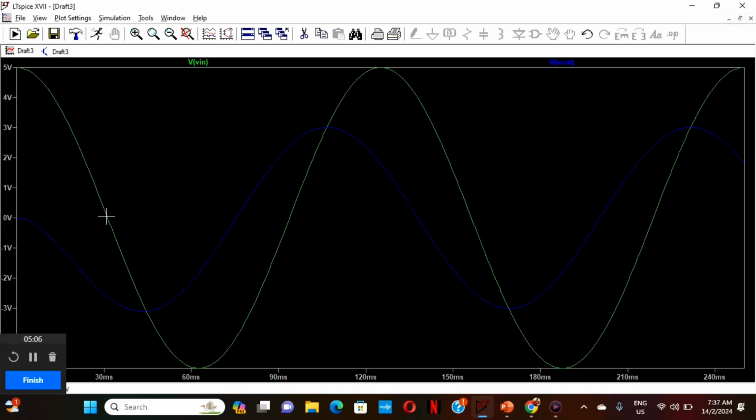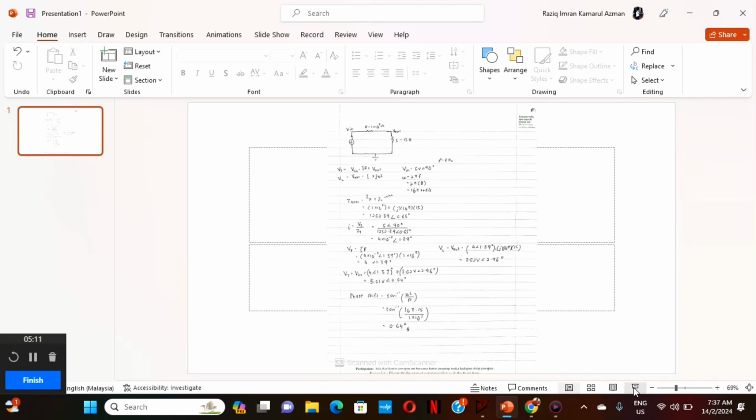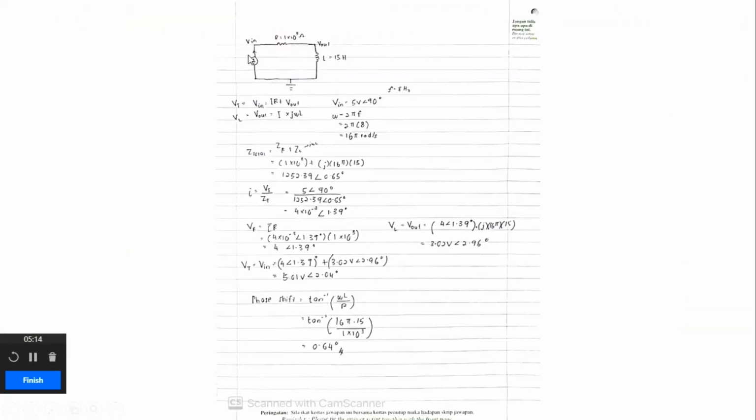Okay. So for the calculation, we know that VT, which is V in, equals IR plus V out. So VL is equal to V out. It also equals I times j omega L because of the ZL. So V in we have 5 volt with 90 degree. For omega we have 2 pi f. Omega equals 2 pi f. So we get 16 pi rad per second.